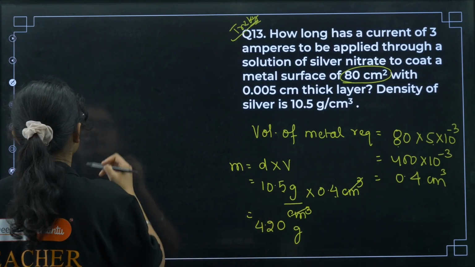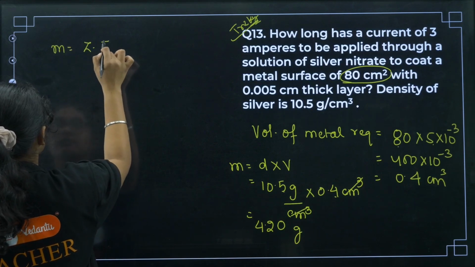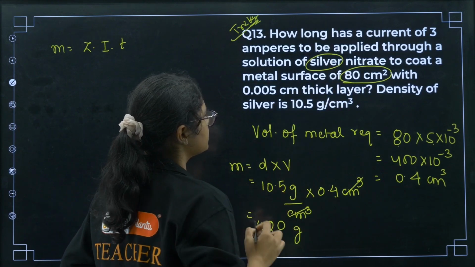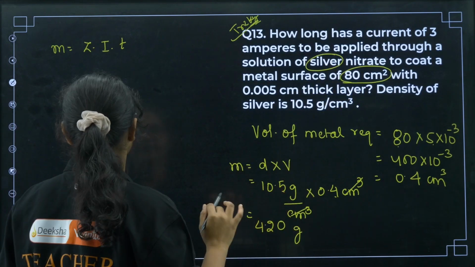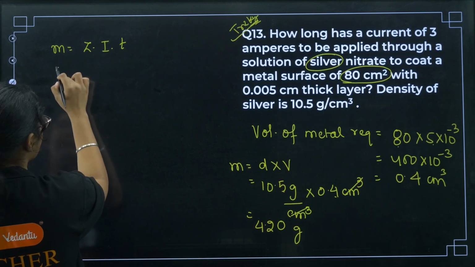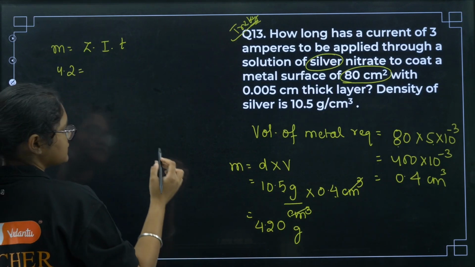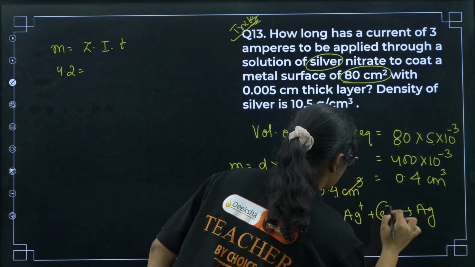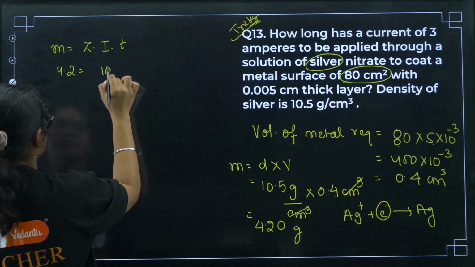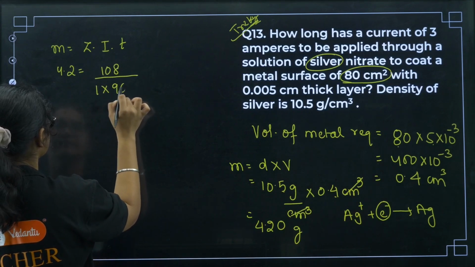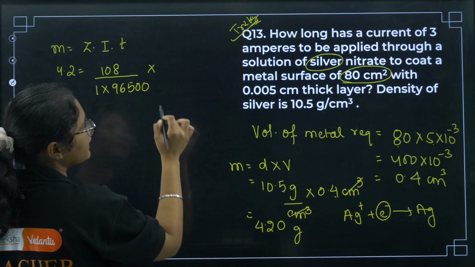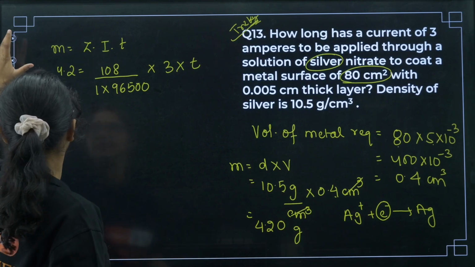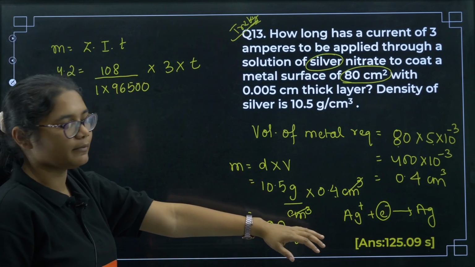Now we can use the formula m is equal to Z into I into t. We want to deposit silver, so the molar mass of silver is 108. The mass required is 4.2. Silver gets reduced like Ag+ plus e minus, that means the number of electrons is 1, so that is 108 by 1 into 96500. The current is 3 amperes, and the time we have to calculate. If I solve this, the time I will get is around 125 seconds.